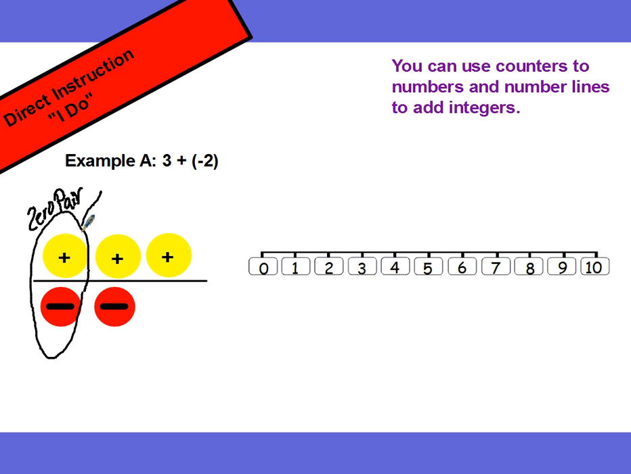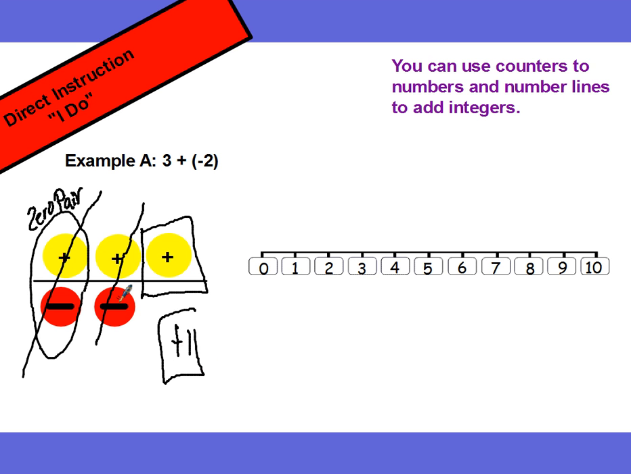And my 0 pairs kind of disappear. It's gone. It equals 0. Well, I have another 0 pair here, right there. And I'm left with positive 1. So my answer to 3 plus -2 is positive 1. Okay. That's one way I have to show it.